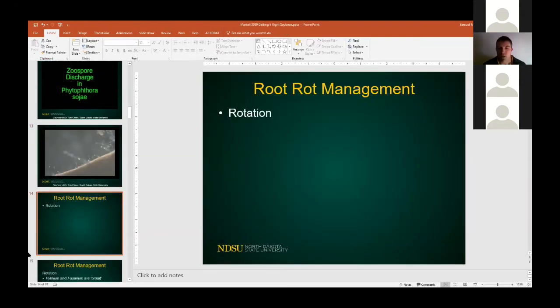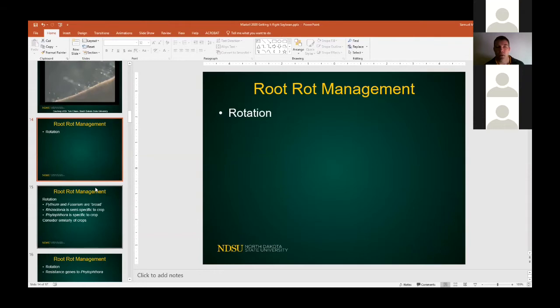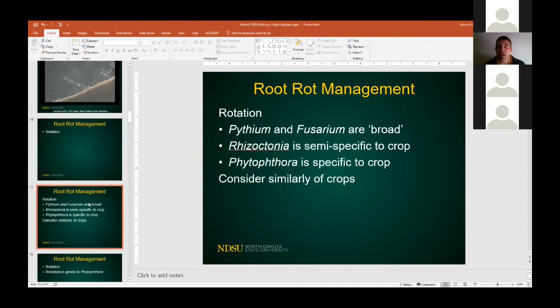All right, so if we're looking at managing root rots, the very first and most important thing I always would say is rotation is key. So Pythium and Fusarium tend to be fairly broad. If you have Fusarium damage or Pythium damage in a different crop, there's a little bit more likelihood you're going to get it in soybeans too. And I'm using the word broad in general terms, right? Fusarium, one species isn't going to affect everything, but it's because there are so many species, and Pythium is the same way.